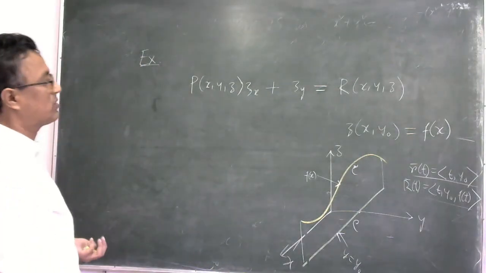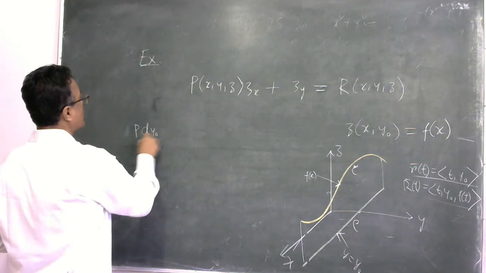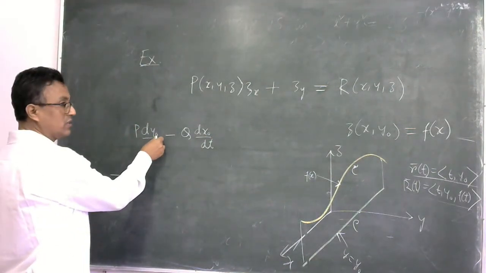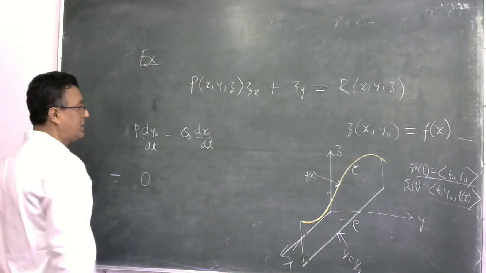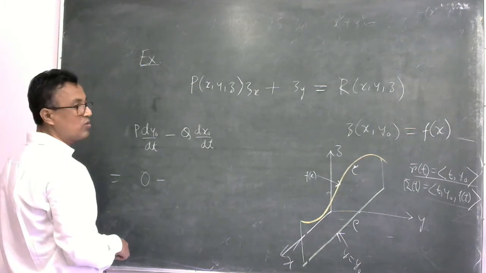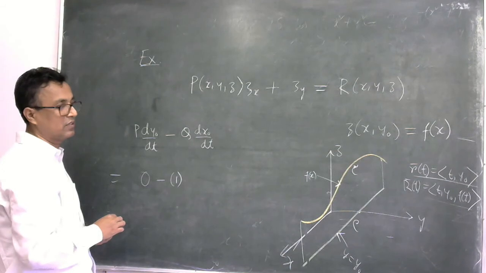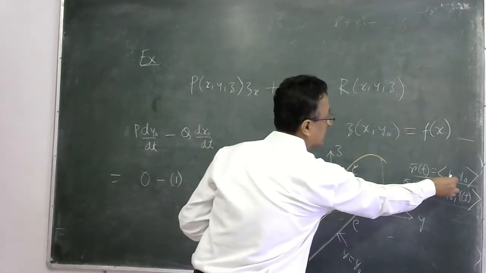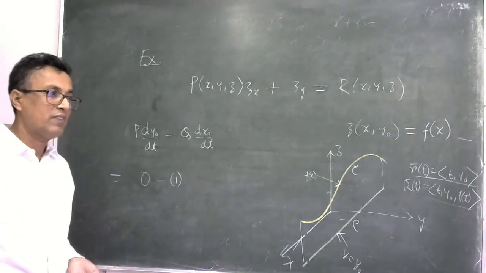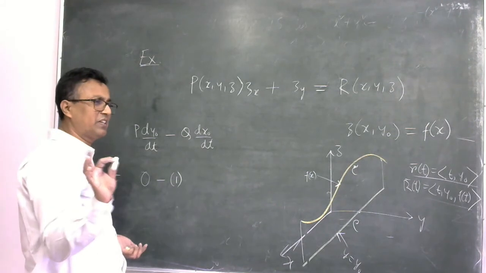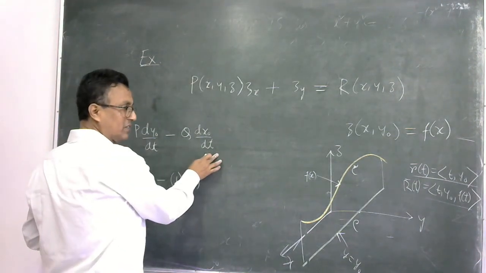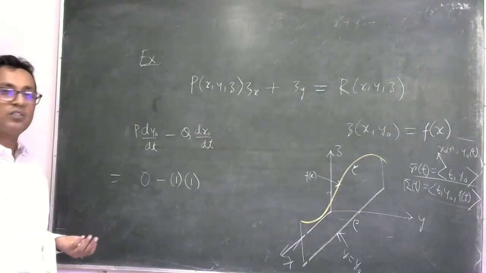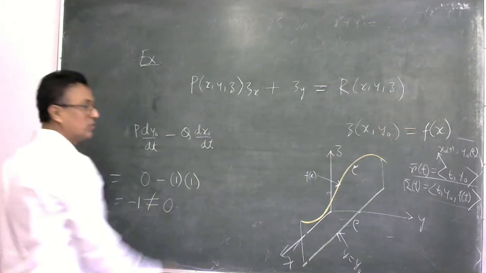Now in this particular problem, if I want to calculate dy naught dt minus q dx naught dt, because your y naught equals 0, this is anyway 0. I don't need to worry about it. And q is simply 1, right? And here x is t along the curve C, so dx dt is 1. Is it okay with everybody? These are nothing but x naught t, y naught t. So this is equal to minus 1, not equal to 0.